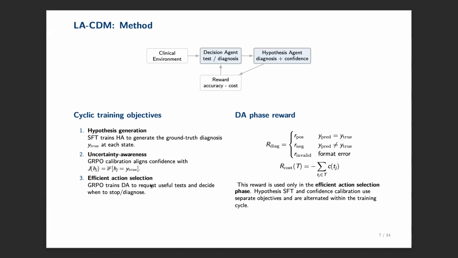So finally, the decision agent is trained for efficient action selection. It receives reward for a correct final diagnosis and a penalty for test cost. In short, they explore different test selection paths and optimize the trade-off between diagnosis accuracy and test cost.